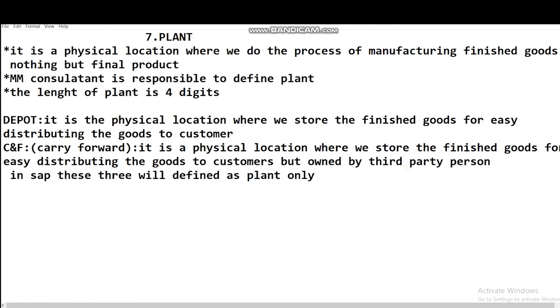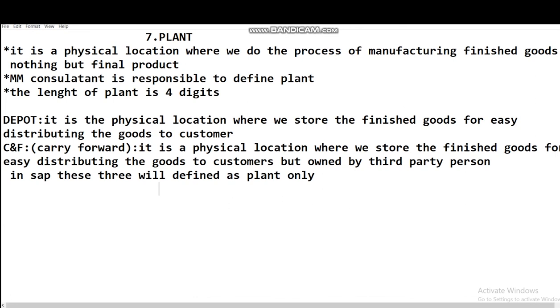So the depot is itself run by the company only. The depot's whole and sole property, and whole and sole owner's right, goes to the company only. So depots will be managed by companies, but C&F will be managed by third persons.